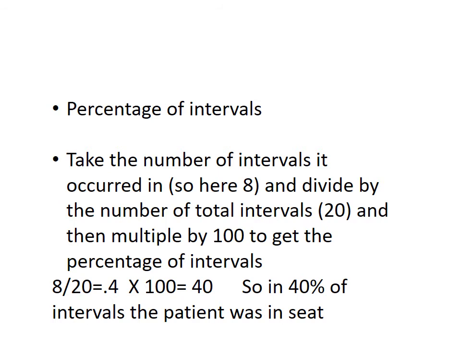So we're going to take that 8, we're going to divide it by 20. This gives us an answer of 0.4. Then we're going to multiply that by 100. This gives us 40. So we can say that in 40% of intervals, the patient was in seat.